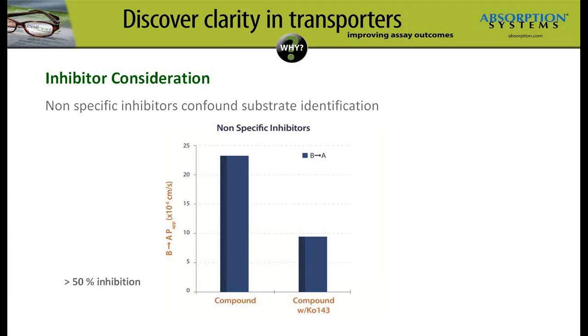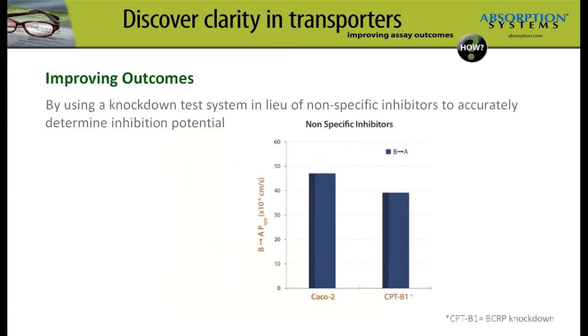If substrates have overlapping specificity, inhibitors are non-specific. At high or unoptimized concentrations, they are promiscuous and confound identification of substrate potential. We know this to be true about any number of well-known transporter inhibitors that are commonly being used. In this example, the compound appears to be a BCRP substrate, since the efflux ratio in the presence of BCRP inhibitor, KO143, is reduced to less than 50%. Once again, the solution could just be to try and identify a more specific inhibitor, or is it possible to eliminate the inhibitor by utilizing a test system in which we remove the transporter of interest and thereby assess its contribution to the permeability of your compound?